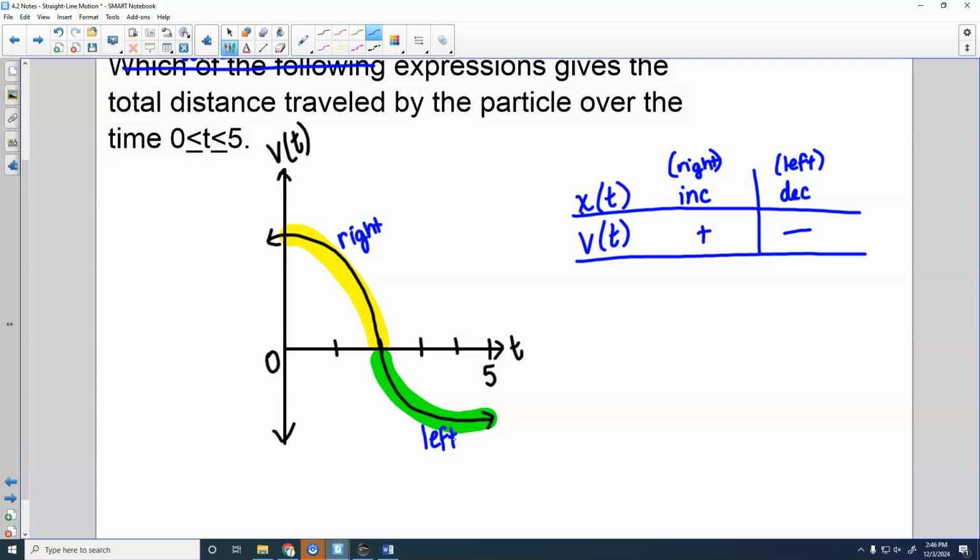Now, they do not tell us what the values are here. So we're just writing an expression using x of t or v of t. So what I would need to think about, like I did on the last problem, is I would need to know x of 0. This would be my position at t equals 0, right? I would need to know x of 2. That's where I change direction, from going right to left. And I would need to know x of 5, where I end up.